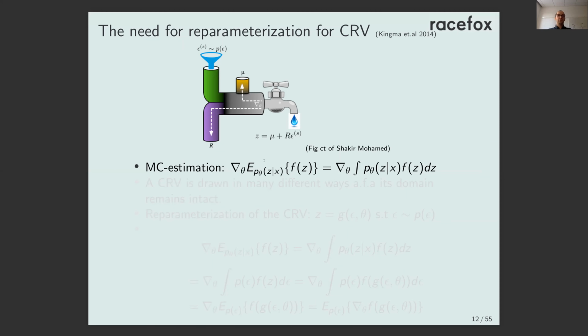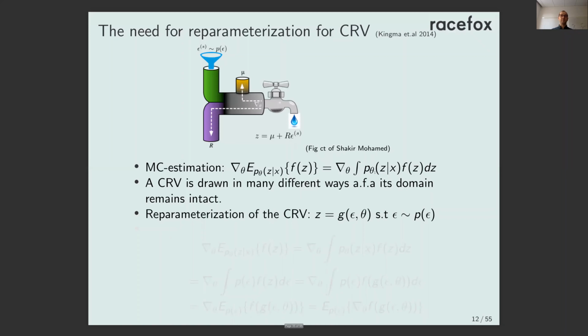And why is that important? It is that when you are drawing samples to compute the derivative of a function z, where you're drawing samples from is driven by the parameter theta that you are trying to differentiate with respect to, as it is the integral here. But what we can say is that a continuous random variable can be drawn in a different way, as we saw with a simple analogy above, as far as the domain remains intact. That means that the continuous random variable can be reparameterized with a given function g, and the epsilons are drawn stochastically, but the variables z are acquired deterministically.